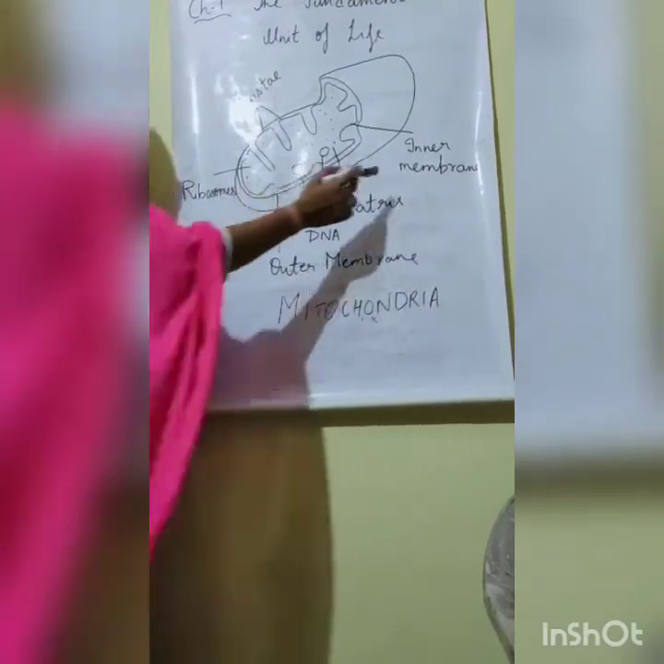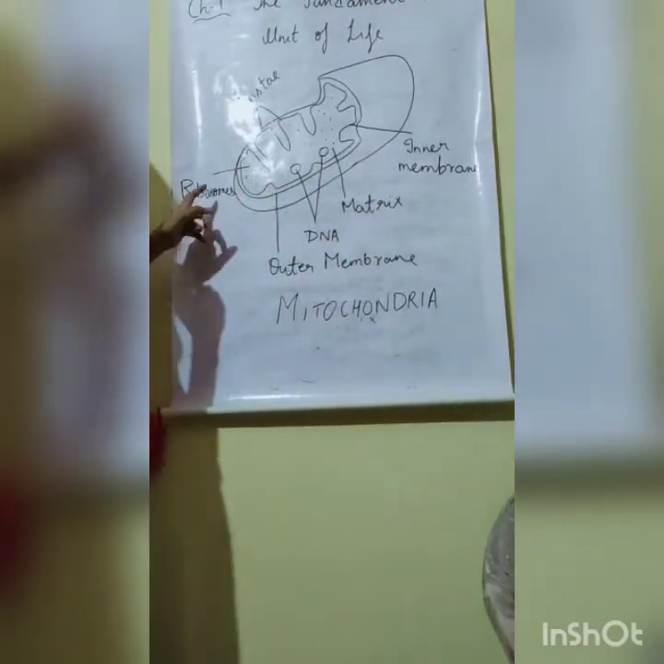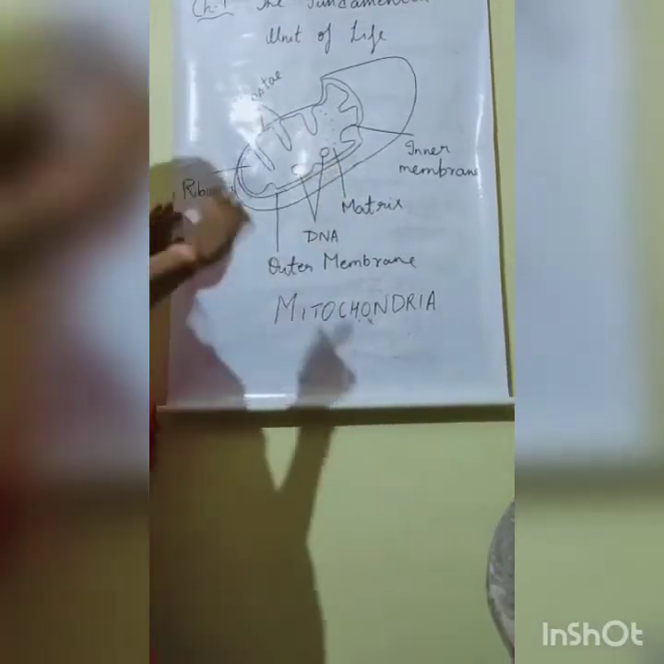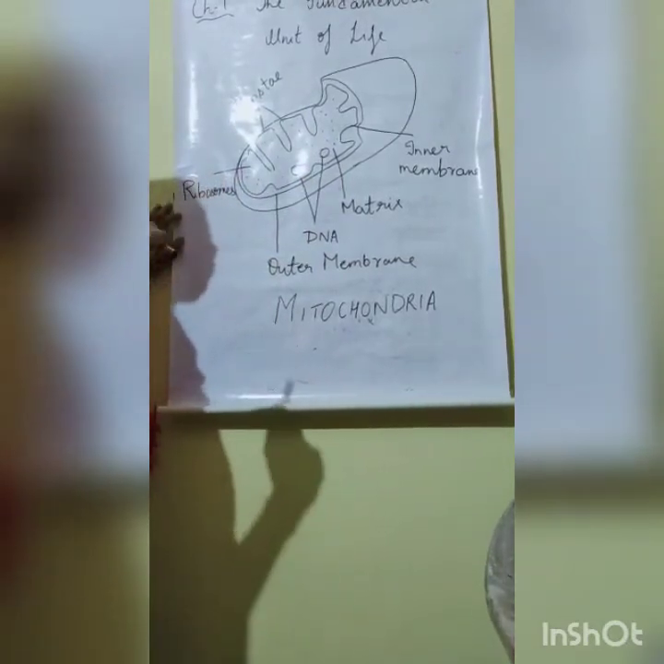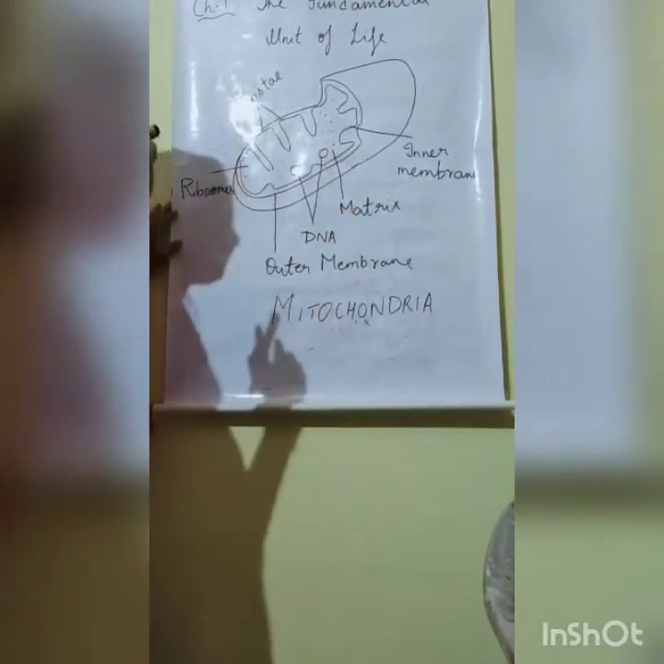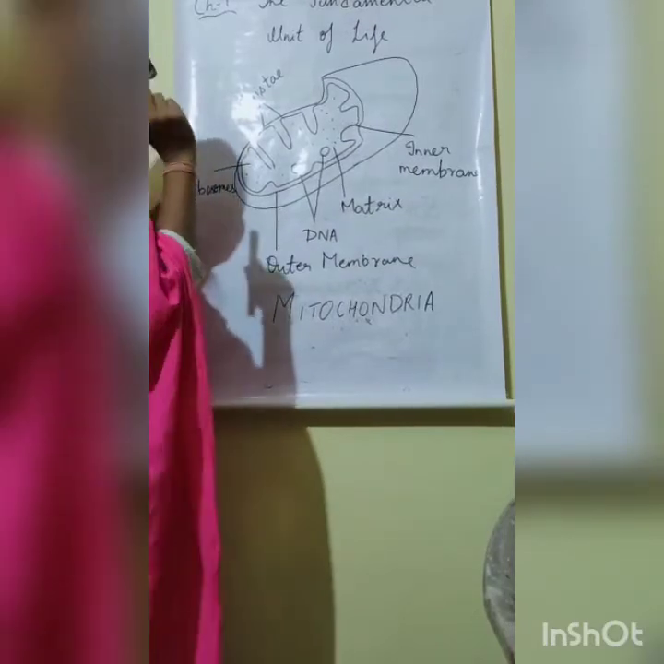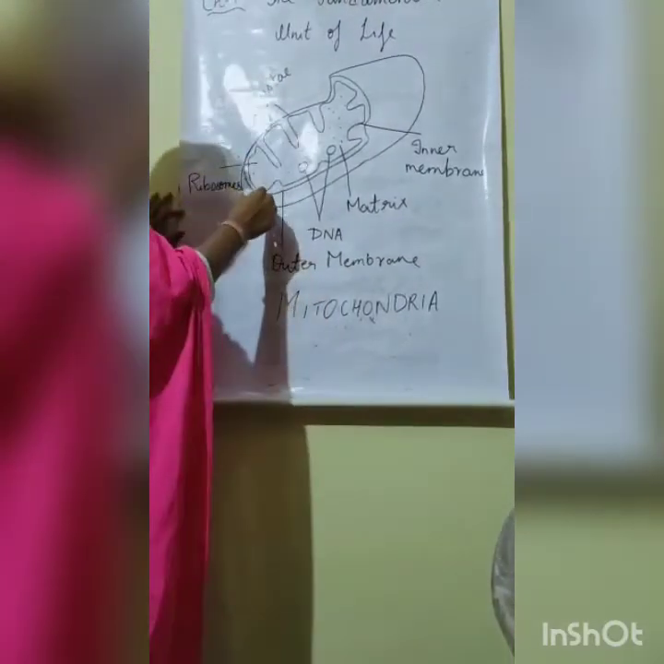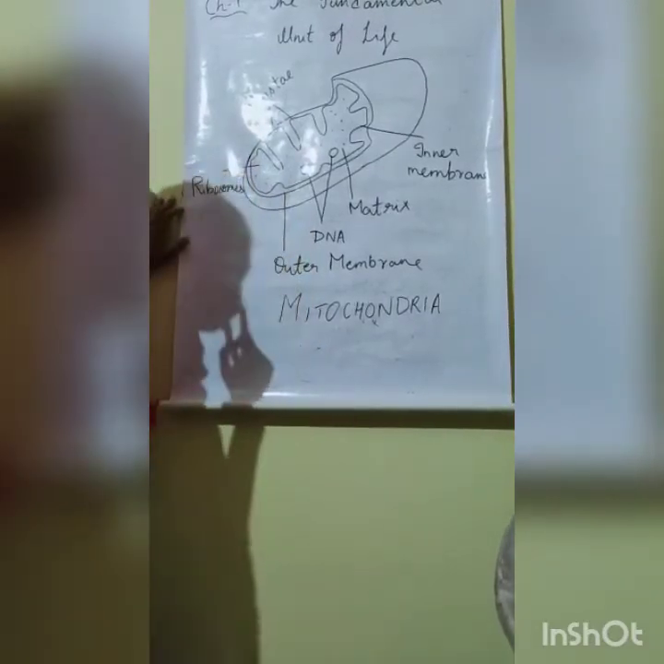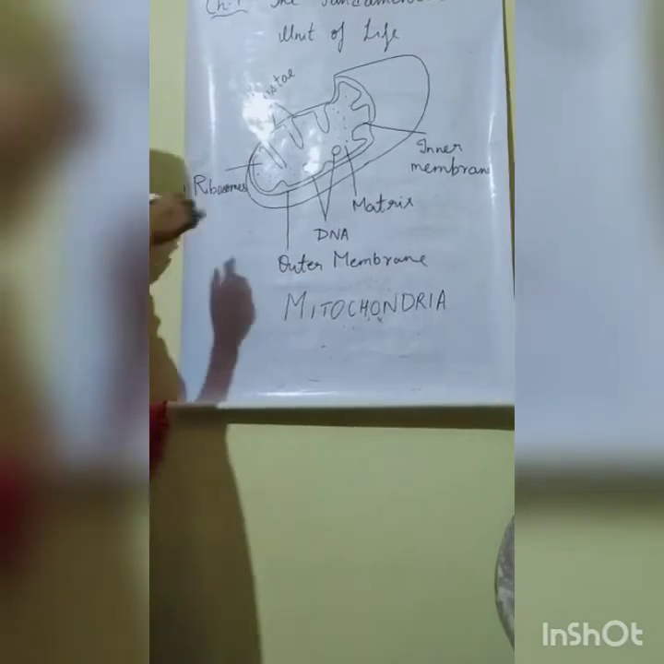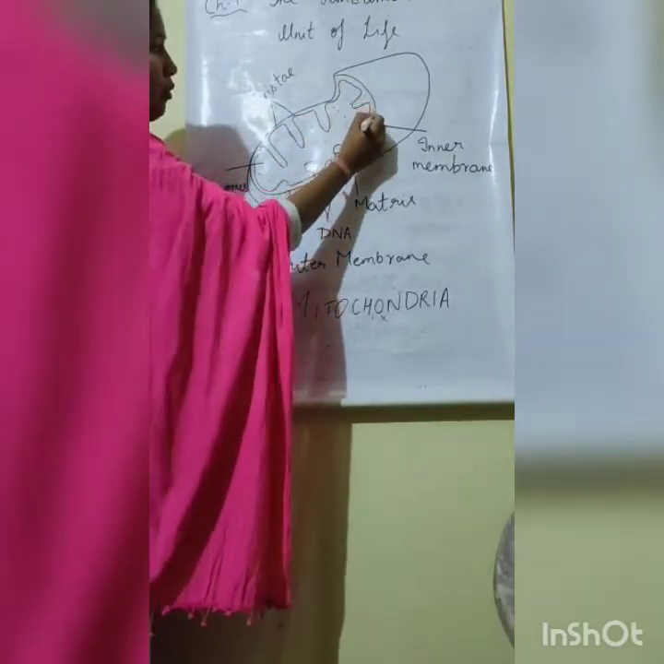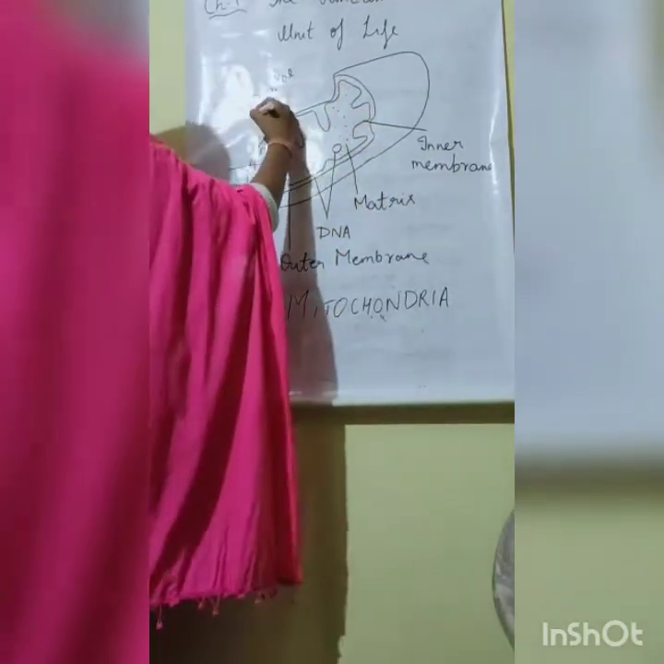Now coming to the inner membrane, how does it look, children? The inner membrane is selectively permeable. I already told you in your previous classes that it means this layer allows only selected materials to enter and exit the mitochondria. Only a few selected materials pass through this inner membrane. And what you can see is that there are a number of folds. Can you see these folds? These folds are known as cristae.